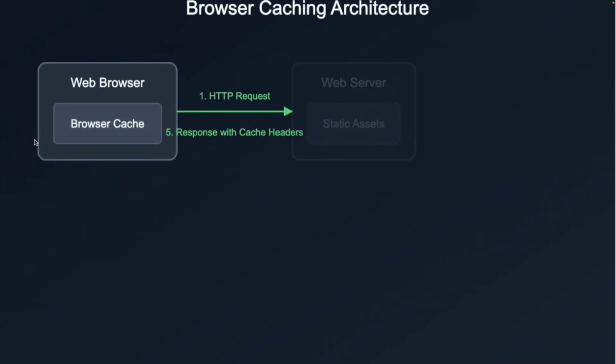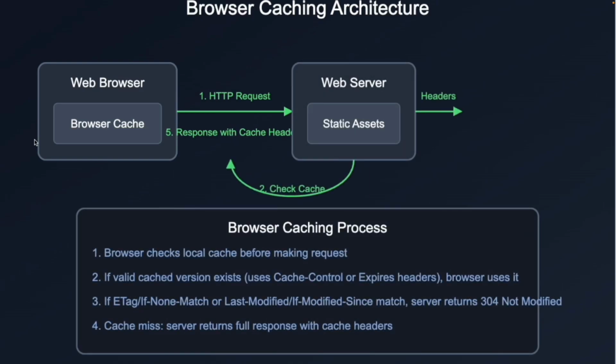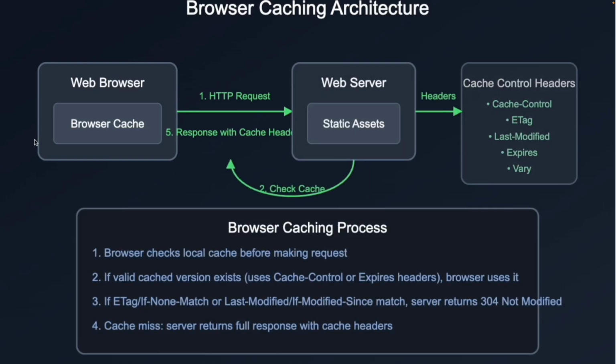Let's start with browser caching, probably the most common yet overlooked technique. Whenever you visit a website, your browser downloads static assets like HTML, CSS, JavaScript, and images. But here's the smart part. Instead of downloading those assets again every time, your browser can store them locally in a cache directory on your device.